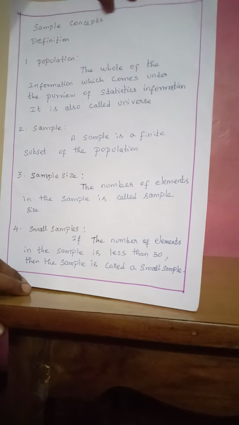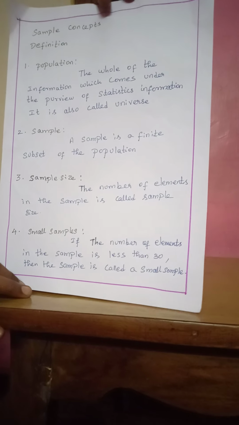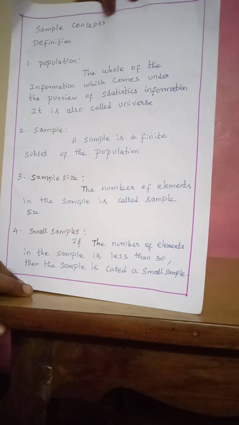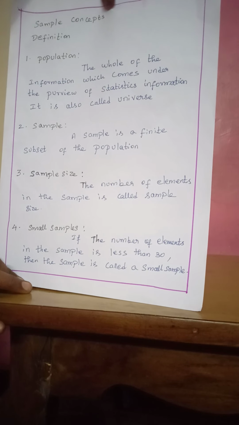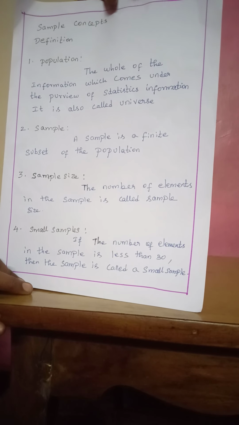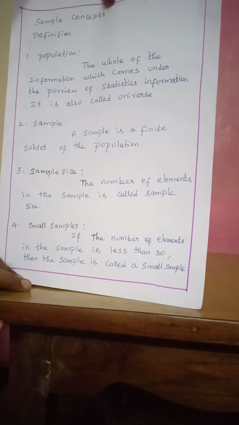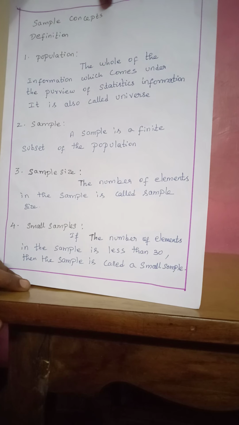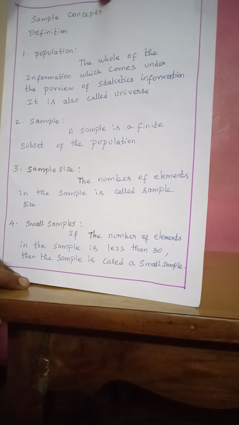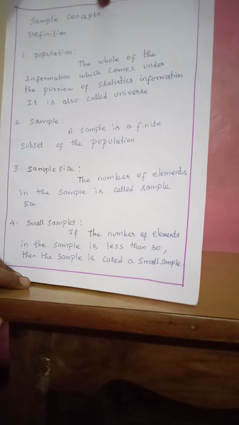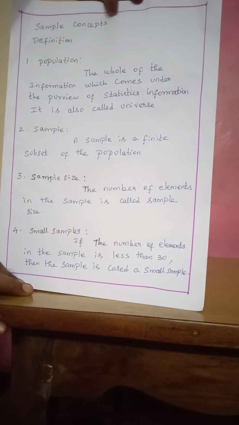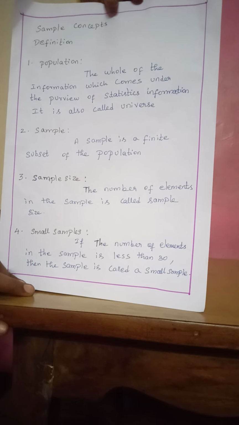Sample concepts, definitions. Population. The whole information which comes under the purview of statistics information is called population. It is also called universe. Sample. A sample is a finite subset of the population. Sample size. The number of elements in the sample is called sample size. Small samples. If the number of elements in the sample is less than 30, then the sample is called a small sample.